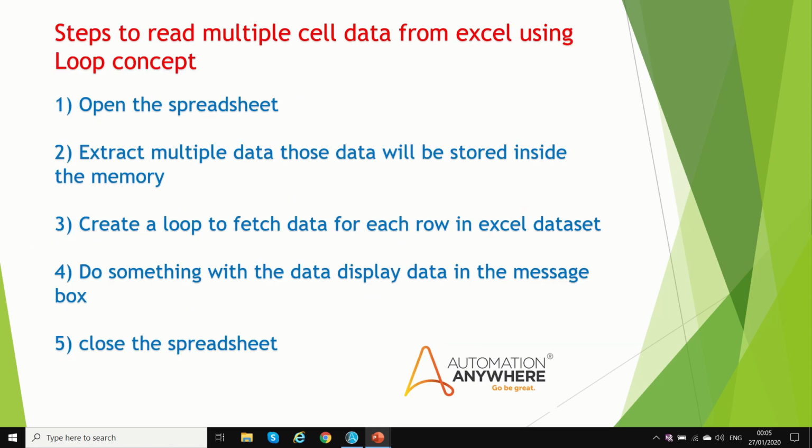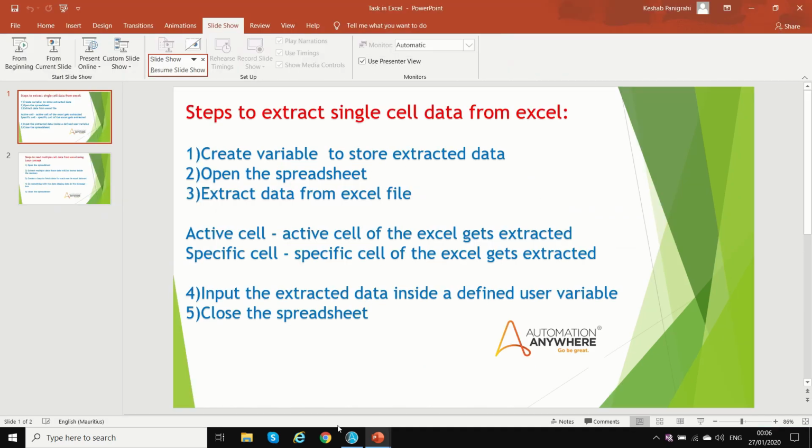And in the next part I will show you step by step how to read multiple cells in Excel using the loop concept. Loop concept I will tell you while I am doing it. In this chapter I will be covering the same things: open spreadsheet, extract multiple data, data storage, and create a loop to fetch data for each row in the Excel dataset. And we need to use a message box, which is very important. How we are fetching we need to see, and the same thing like closing Excel. So let's go with today's topic.